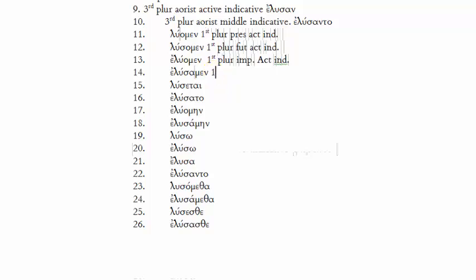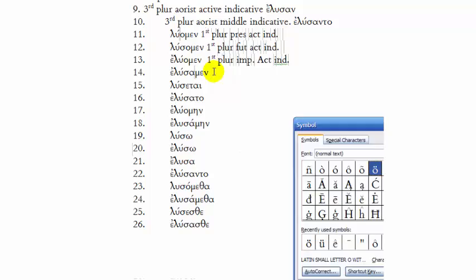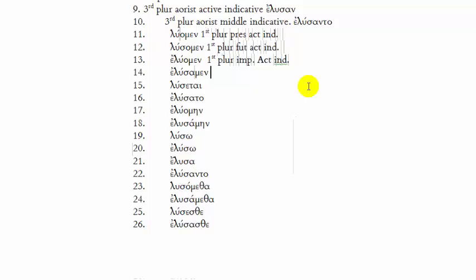Okay, of just a regular verb. So again, first, plural, aorist, active, indicative. Okay? All right, good.